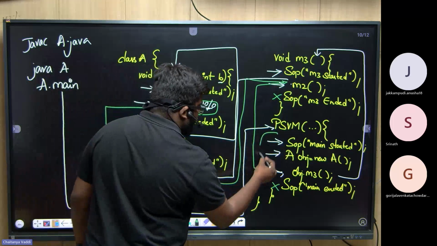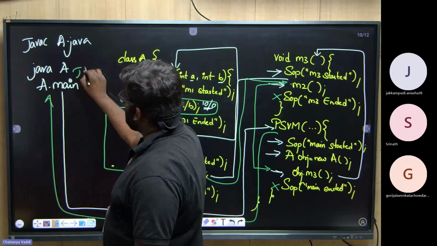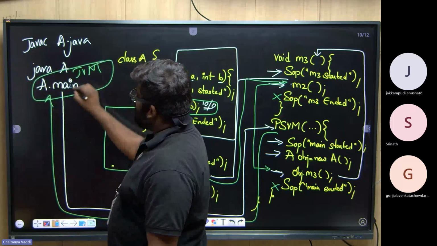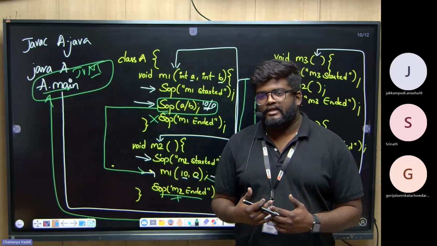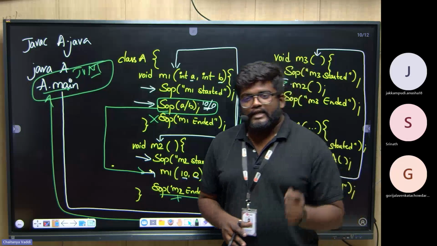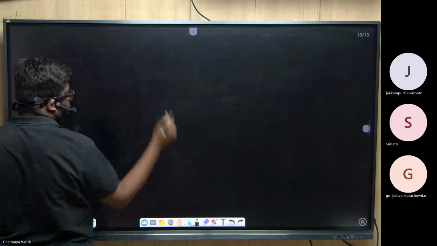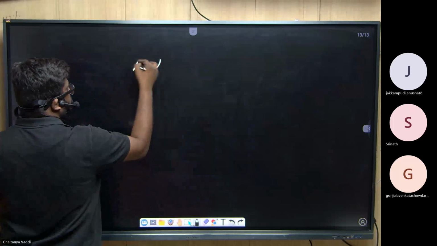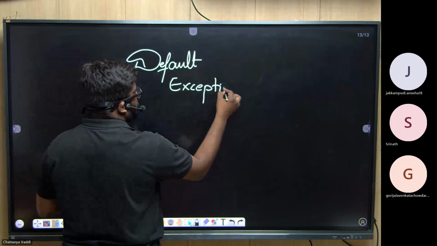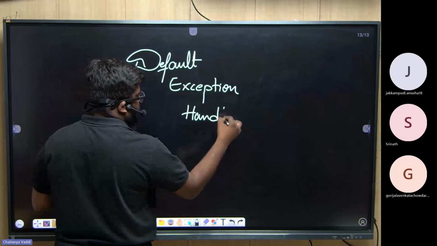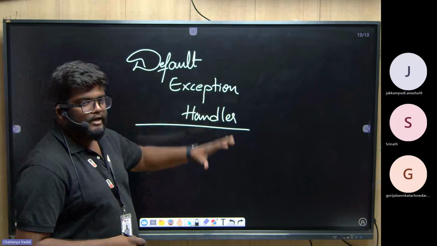It will not execute this statement and will go back to where it came from. Where did it come from, sir? From the JVM. This is the place where JVM resides. Main is actually called by JVM, so JVM takes the responsibility of handling this exception. There is something called the default exception handler, which is there in JVM by default.